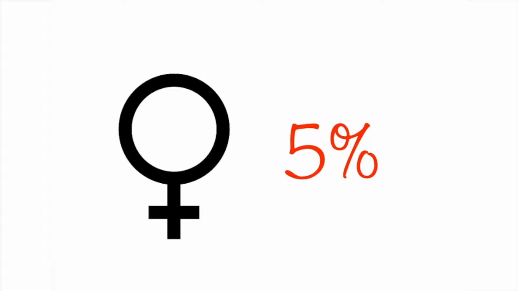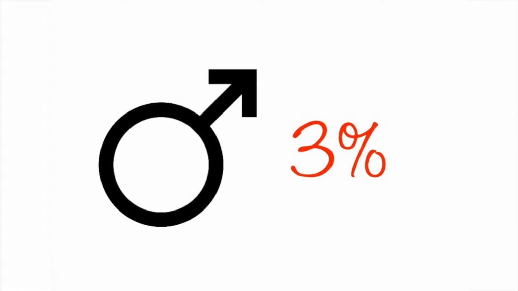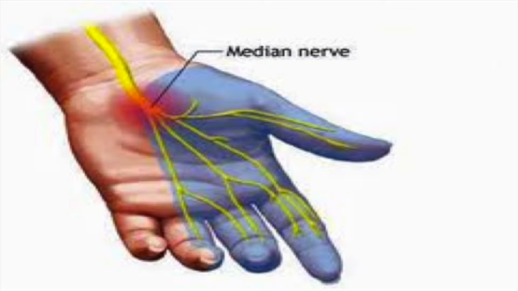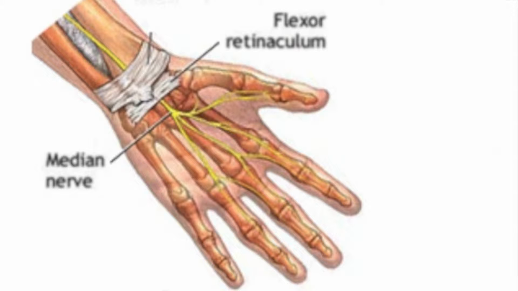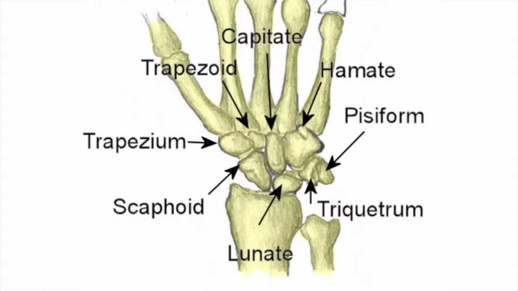Carpal tunnel syndrome affects approximately 5% of women in the Western world and 3% of men. It is triggered when the median nerve is compressed. The median nerve runs through the carpal tunnel, which is intersected at the base of the palm by the flexor retinaculum. In the wrist, there are 8 bones known as the carpal bones, 4 of which are pertinent players in the formation of carpal tunnel syndrome.